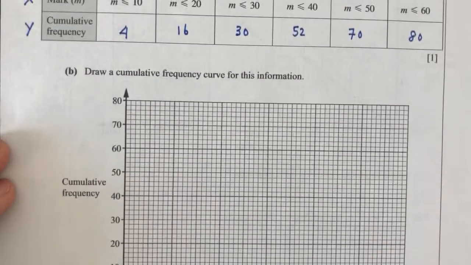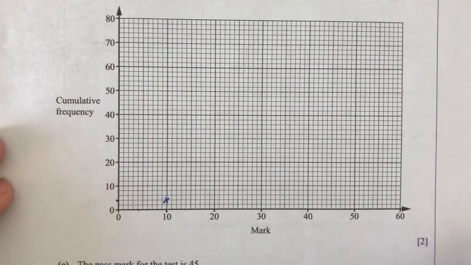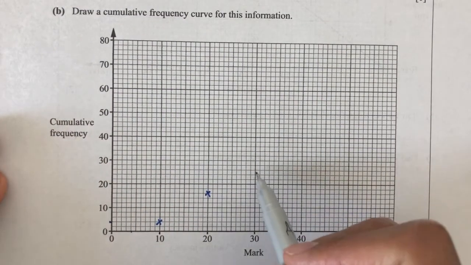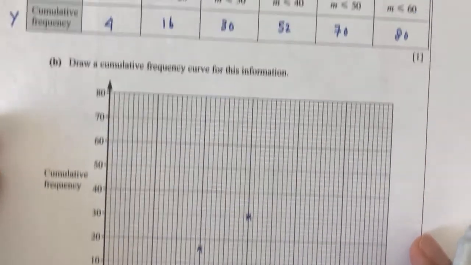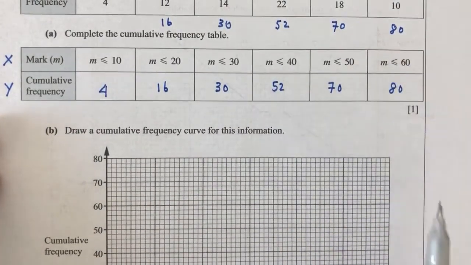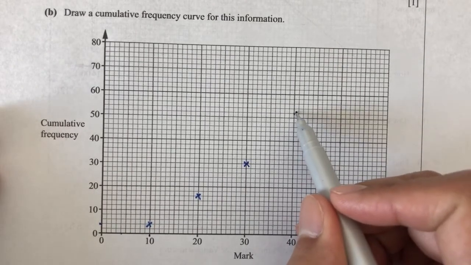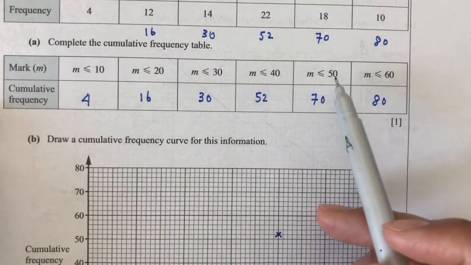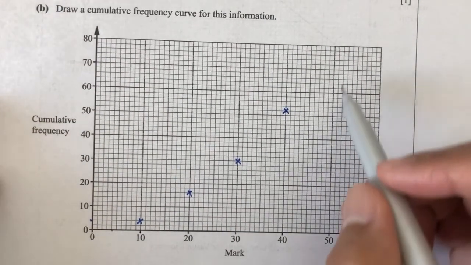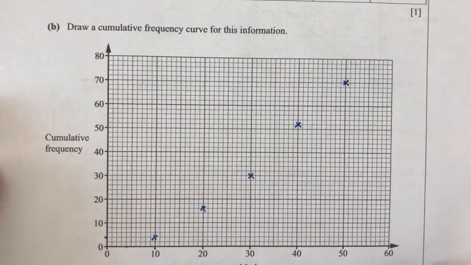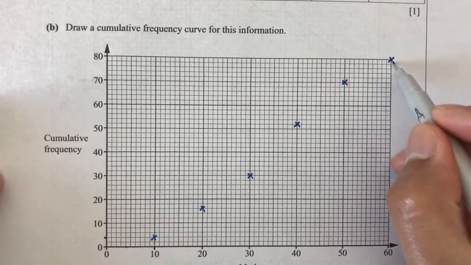Second point will be (20, 16). So 20, 16 will be here. Third point will be (30, 30). So 30, 30. Okay. And the next one will be (40, 52). So 40, 52 will be here. And we have (50, 70). 50 and 70 is here. And the last one is (60, 80). 60, 80 will be this point here.